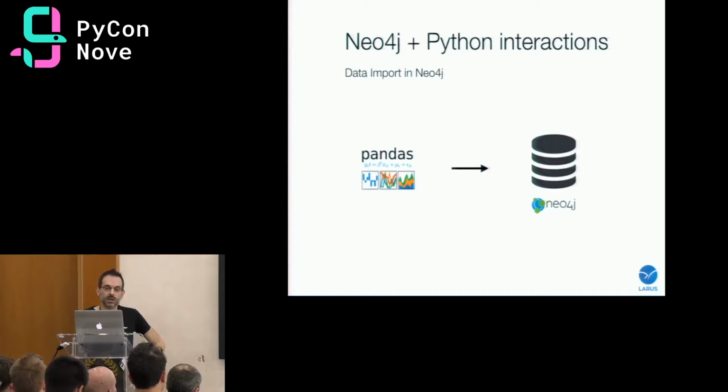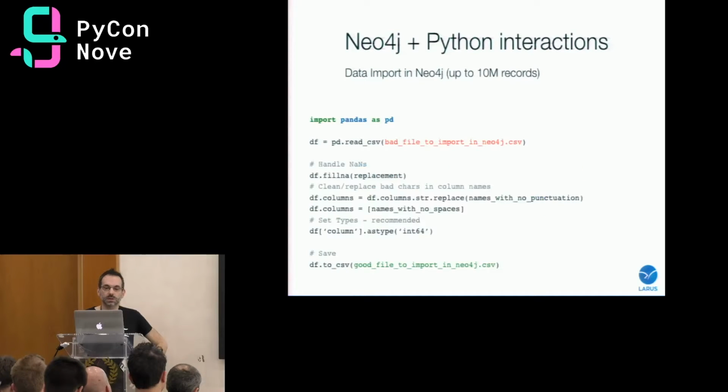But you have to take care of the format of this file before you proceed with the import phase. For instance, we have an active procedure in Neo4j which can easily load up to 10 million records in a single transaction. But here are some tips and tricks. You have to format your CSV file a little bit, the bad one, at the beginning.